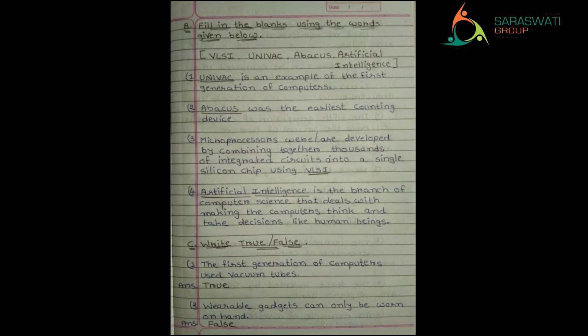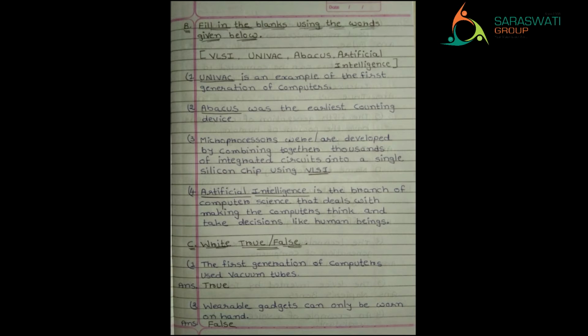That means universal automatic computer. So that is the example of the first generation. So that is the only answer. Right? Now the second one. Blank was the earliest counting device. Right? There were so many counting devices for calculation. Okay, so there were so many, but here in the options only one counting device is given, and that is abacus. So the correct answer is abacus. Right? Now the third blank.